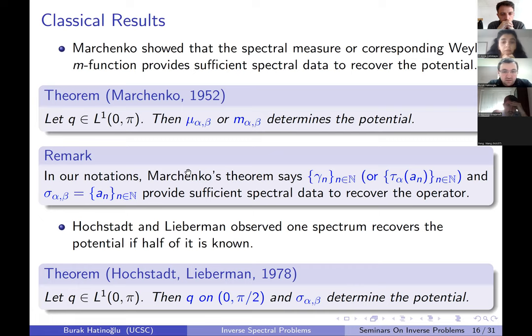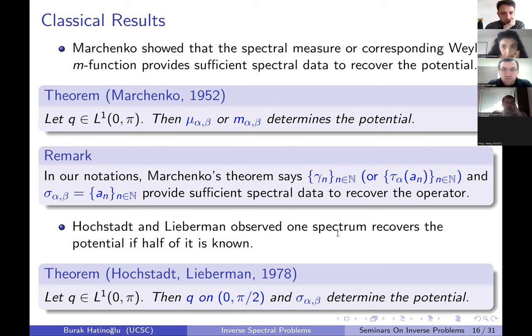And then Hochstadt and Lieberman observed that one spectrum actually recovers the potential if we know half of it. So they proved the following result. For an L1 potential, if the potential is given on the half interval 0 to pi over 2, then in order to recover the other half uniquely, what you need is just one spectrum.